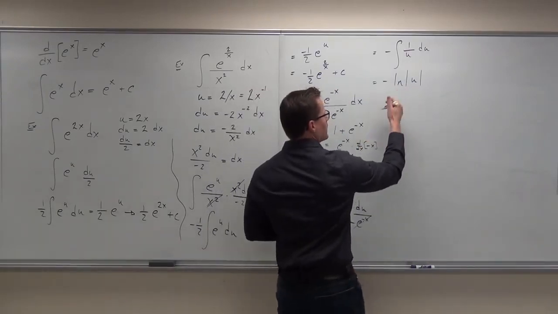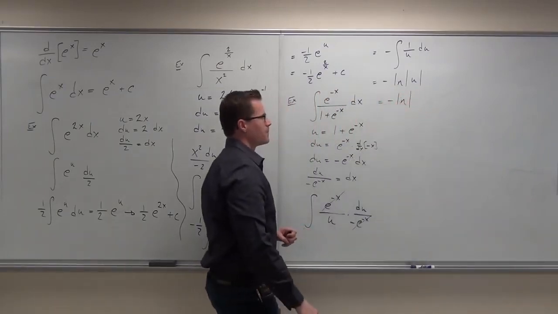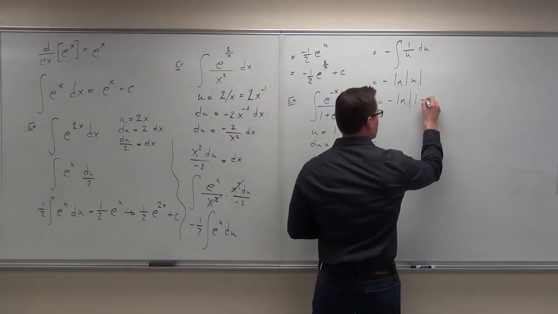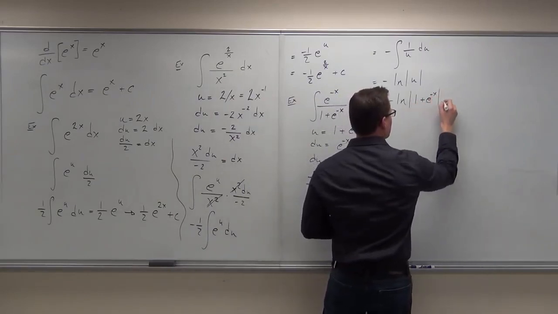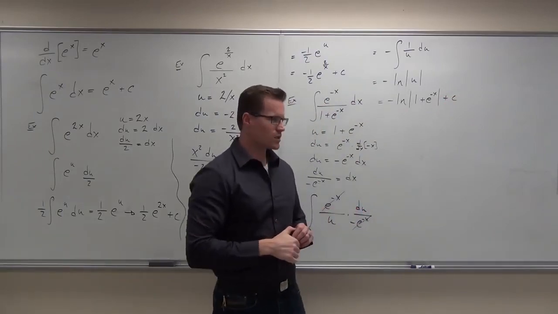So instead of negative ln absolute value u, we put negative ln absolute value of, what's in there? 1 plus e to the negative x plus c. Now we put a plus c. Please keep that absolute value unless you can get rid of it.